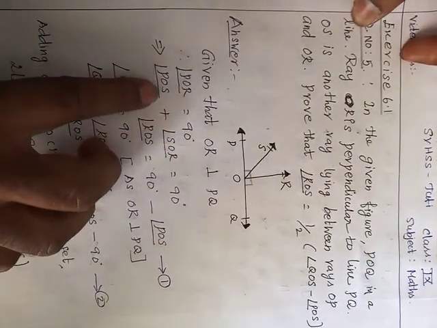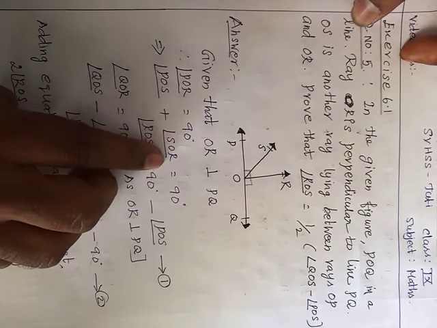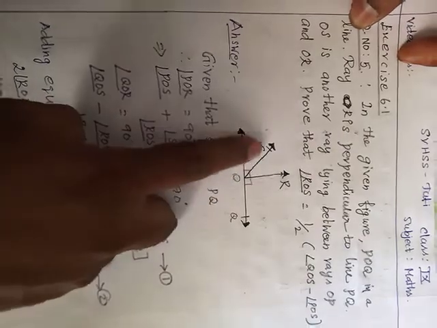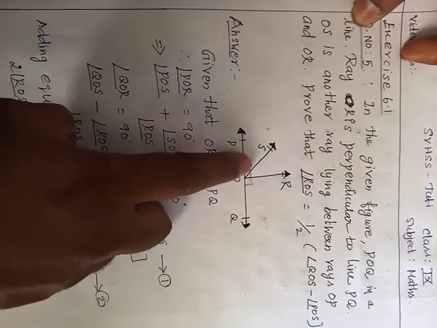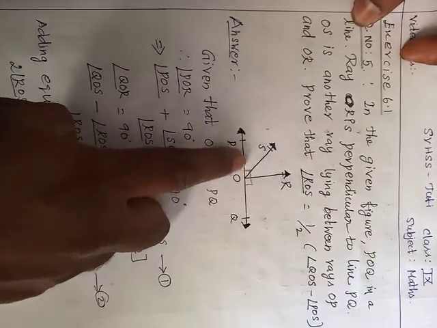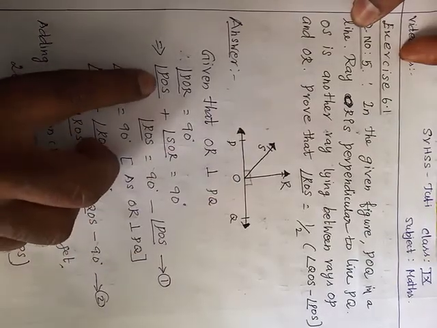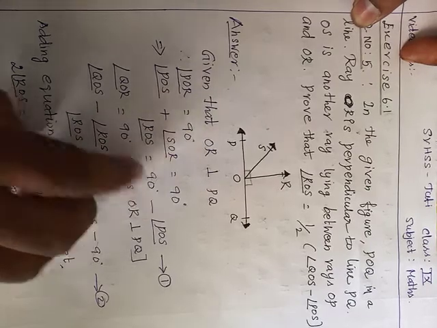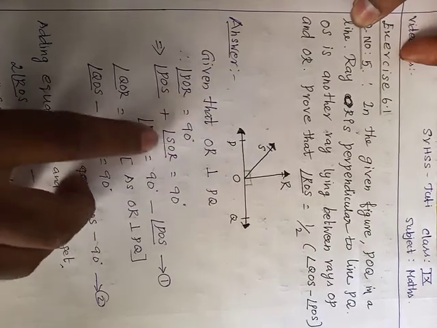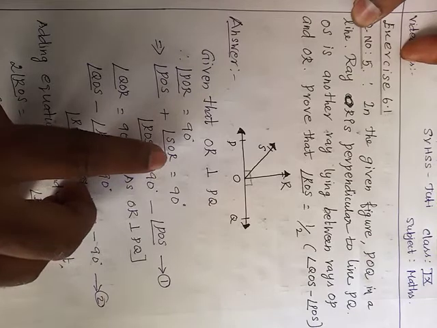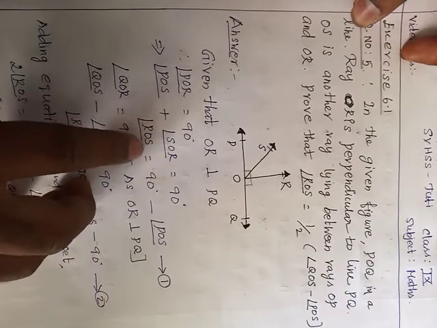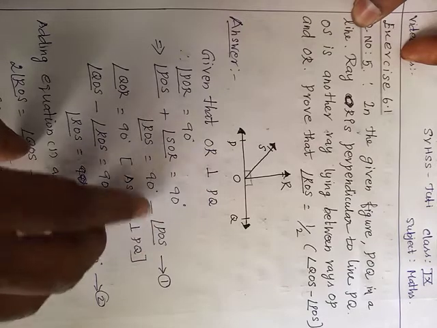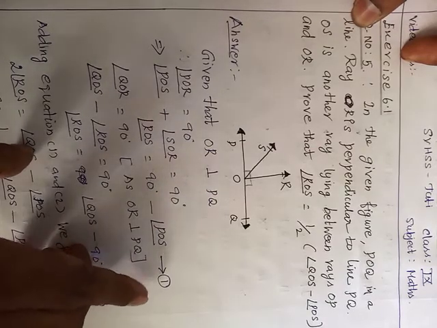Then angle POS plus angle SOR, when you add these angles, we get the 90 degree value. So angle POS plus angle SOR is equal to 90 degrees. Next we have to calculate ROS. SOR you write as ROS. Then angle ROS is equal to 90 minus angle POS. This we name equation number 1.